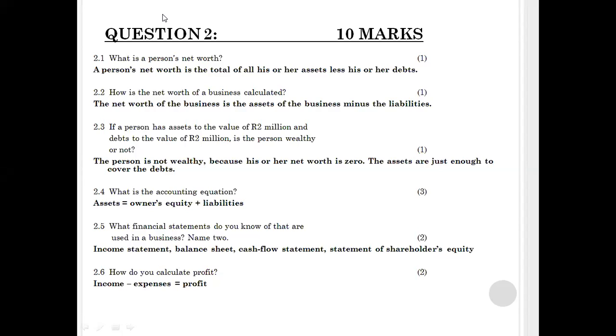So 2.3 for 1 mark. If you have said that your assets and liabilities are equal to each other, so the net worth is 0, or you have said that the person is not wealthy or the business is not doing well, then you can give yourself the 1 mark there.